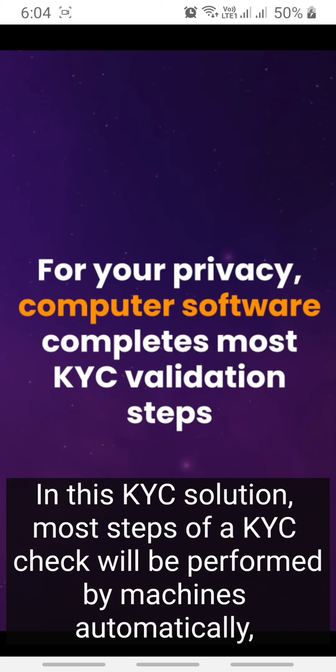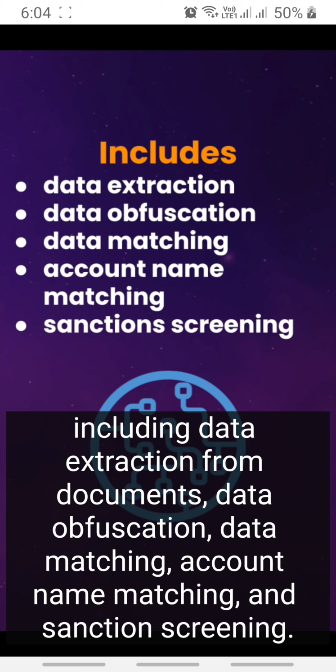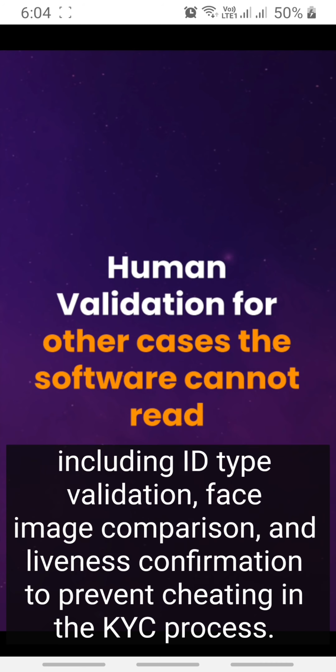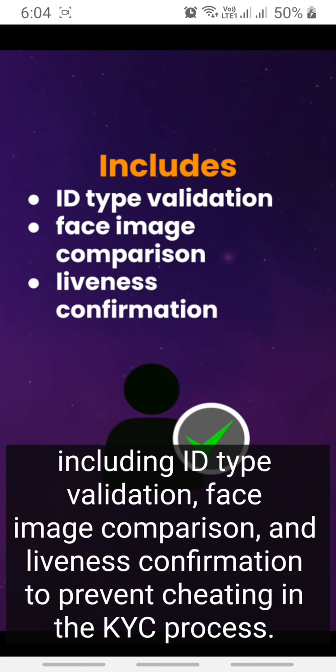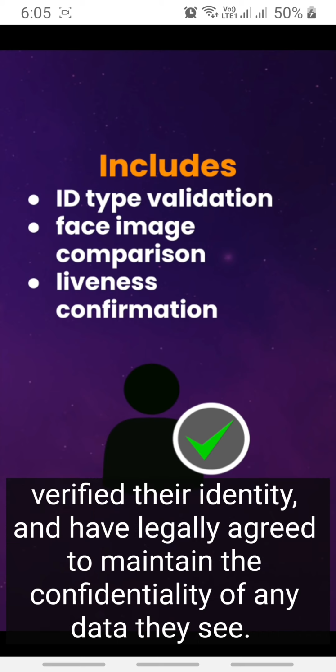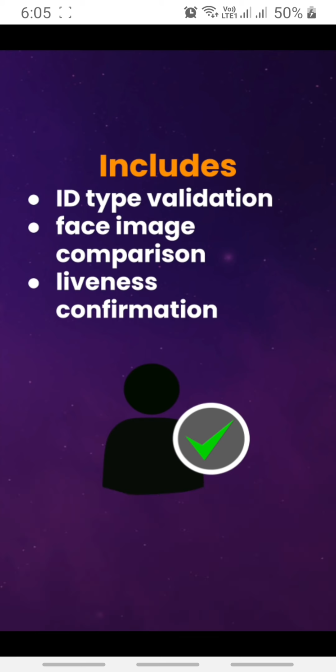In this KYC solution, most steps of the KYC check will be performed by machines automatically, including data extraction from documents, data obfuscation, data matching, account name matching, and sanction screening. Human validators will only help with the identity authentication process when machine automation falls short, including ID type validation, face image comparison, and liveness confirmation to prevent cheating in the KYC process. These are selected Pioneers who have already passed KYC, verified their identity, and have legally agreed to maintain the confidentiality of any data they see.